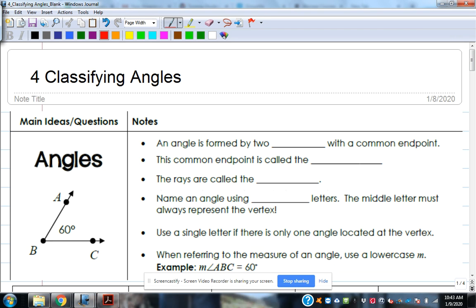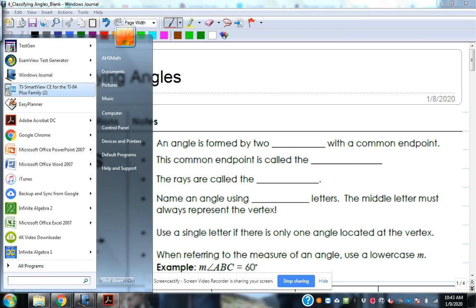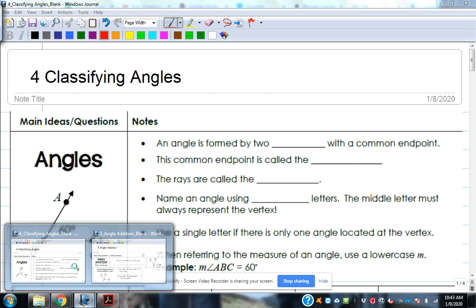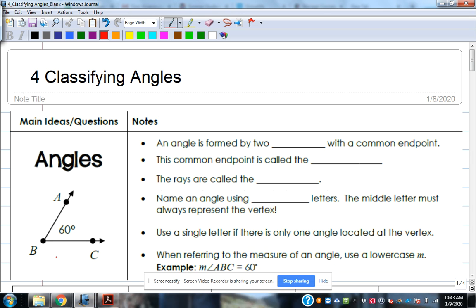All right, so we're going to talk about classifying some angles today and working on all the things that make up angles. So angles, we've seen angles before. We know what they look like. We can see a diagram there. An angle is formed by two rays.